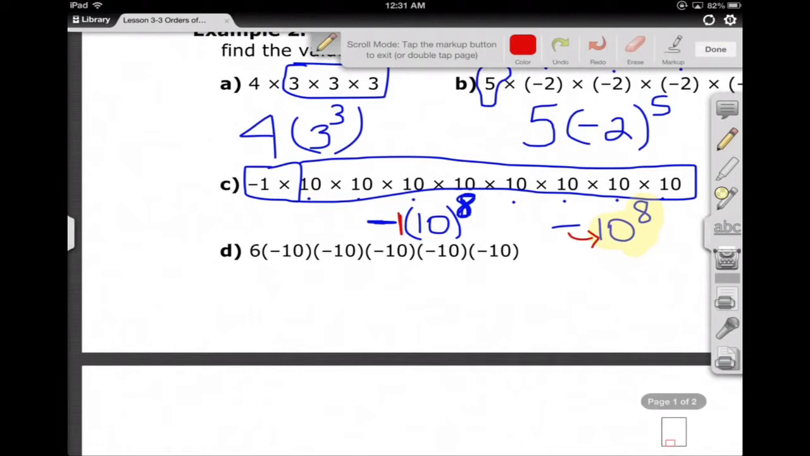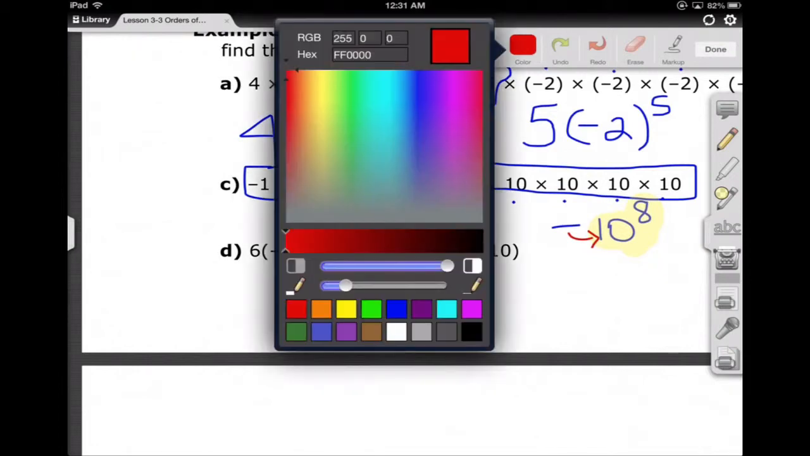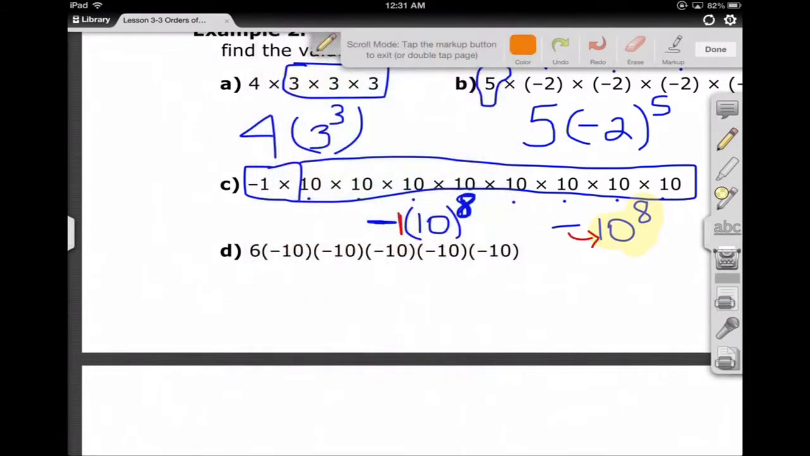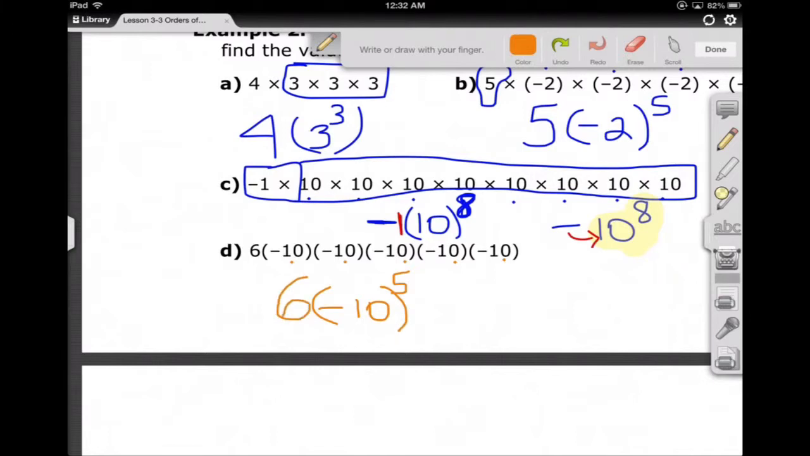There we go. Let's change the color here to, oh, I don't know, how about nasty burnt orange? 1, 2, oh, need markup. There we go. 1, 2, 3, 4, 5. So this is -10 to the 5th power. Now, because it's -10, I'll put it in brackets, and it's being multiplied by 6, so its coefficient is 6.